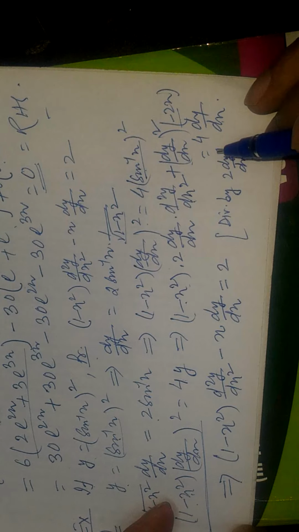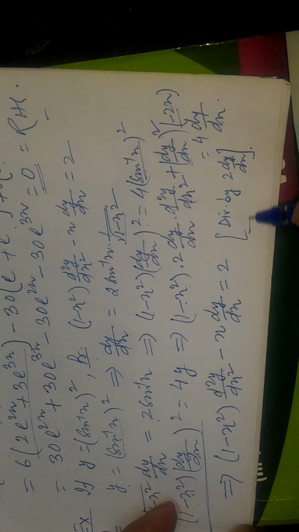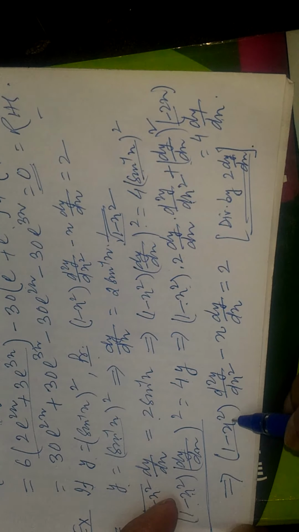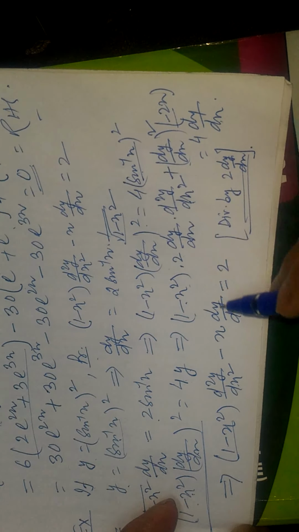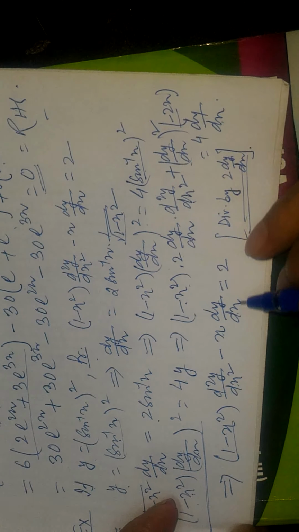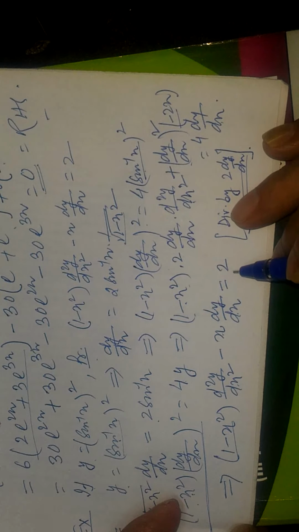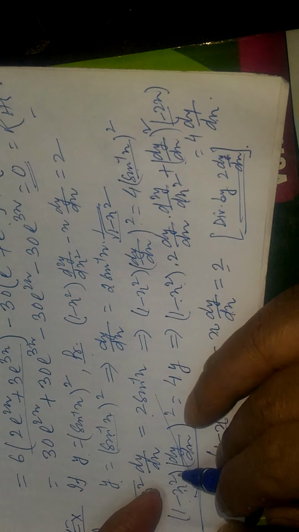So now you find that dy/dx is in each term, and it is not equal to 0. So we'll divide the whole equation by 2 dy/dx. It gives you (1 minus x squared) d2y/dx squared, because it gets cancelled. And again here x dy/dx, because the 1 dy/dx and 2 will get cancelled, and on this side it is 2. So that was your requirement. So you have been able to prove it.